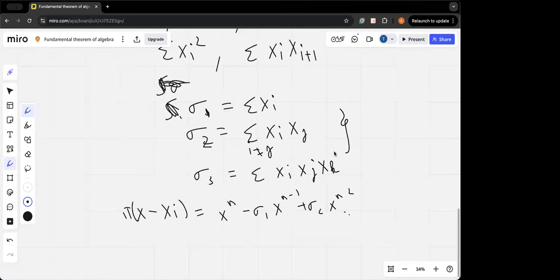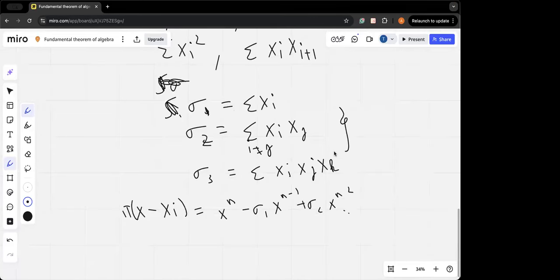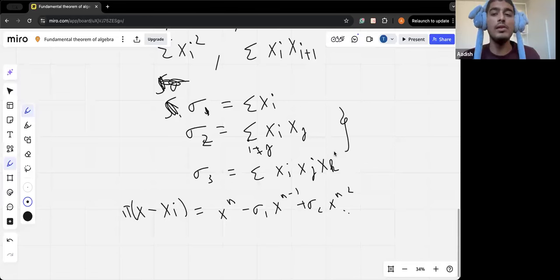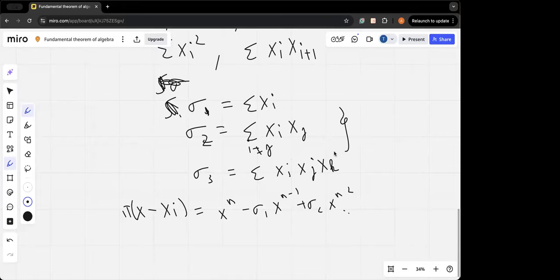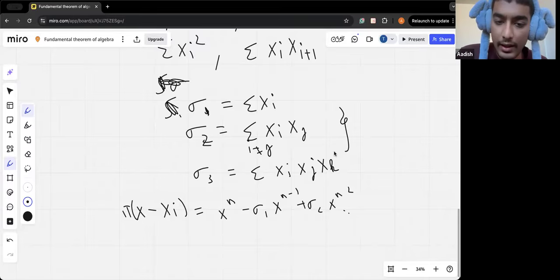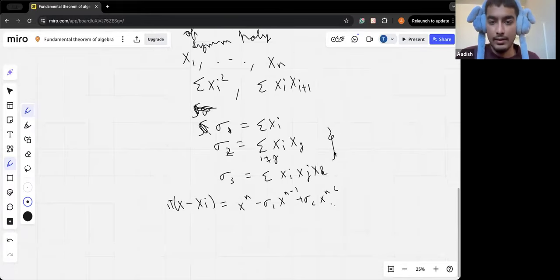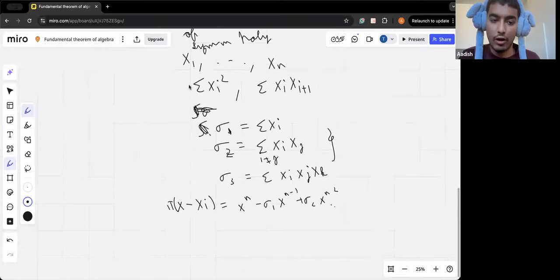Symmetric polynomials are not polynomials, right? They're just a form of... They're polynomials in multiple variables. Yes, that's what I call it. So we have symmetric polynomials, which are all of them.